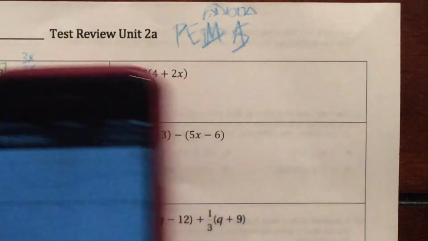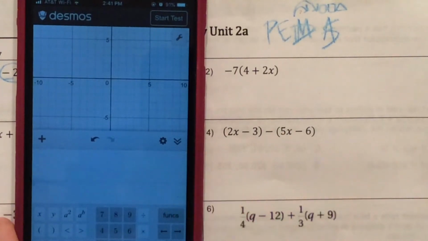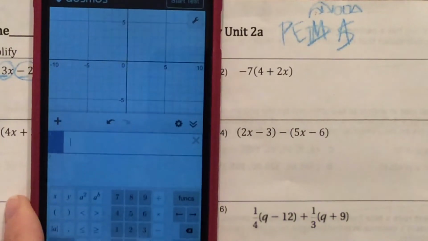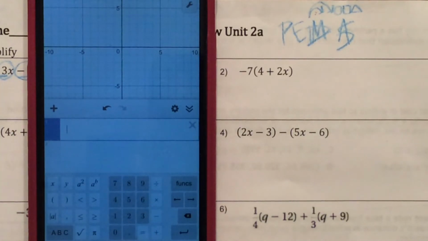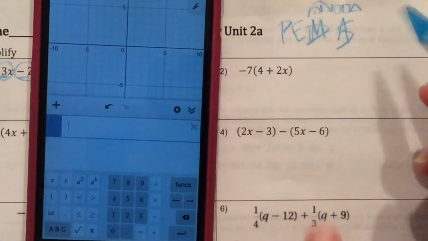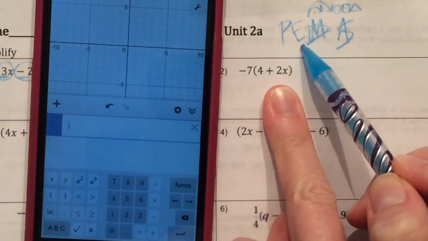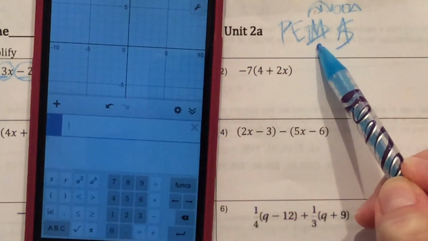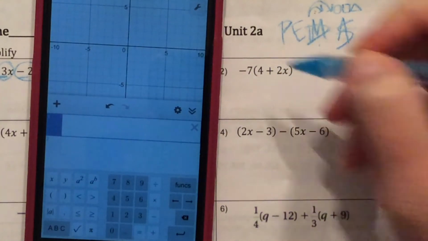Number 2, we have negative 7 times 4 plus 2x. So we're going to have, double check again. There's nothing inside the parentheses we can work. We don't have exponents. We're going to multiply or divide, whatever comes first from left to right. And I do see multiply.